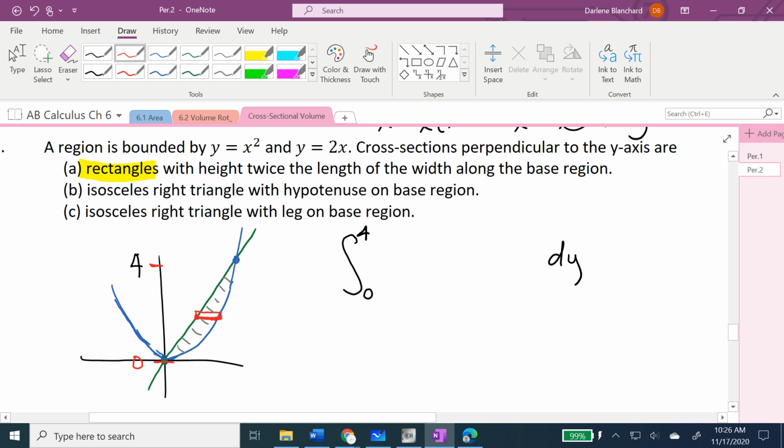So I'm trying to draw a little tiny dy going with it, but I think I'm just going to take that off. It's too thick.